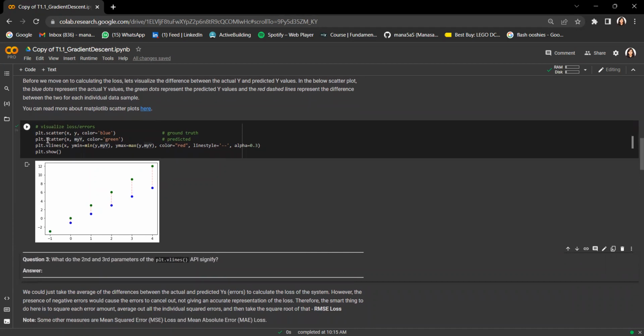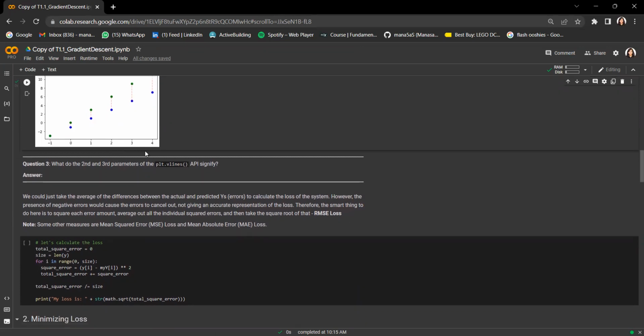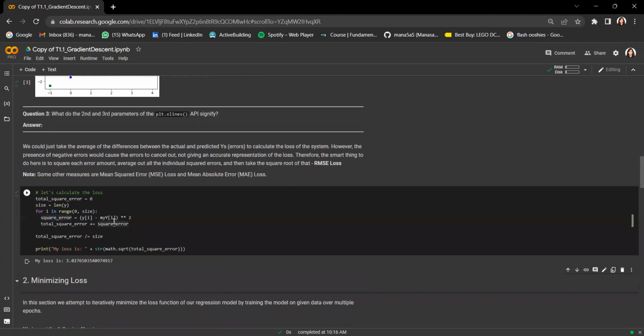And we use Matplotlib's APIs to do this. For example, this parameter essentially is finding the minimum. It could be that our predicted value is lower than the actual value, so the minimum of the two, and the maximum, and the third parameter is the maximum, and we draw a red line between the two. So now we can visually see that there is a difference between the ground truth and our predicted y values. We can also give it a quantitative value.